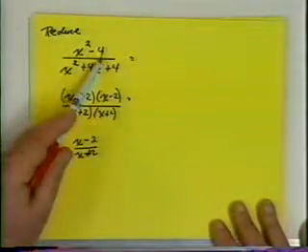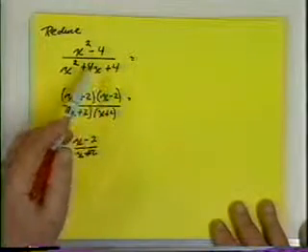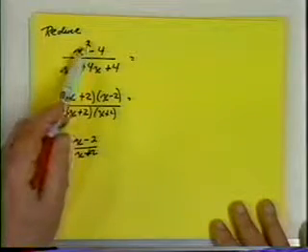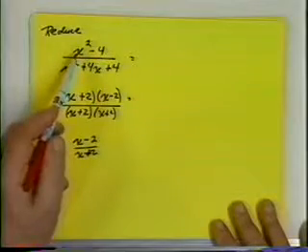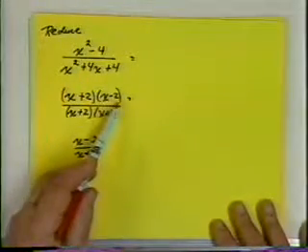Well, what about x squared minus 4? This is a perfect square, this is a perfect square, and we're subtracting. So this is going to be what? What's the square root of x squared? It's just x. What's the square root of 4? It's 2. So what are we doing over here? We're multiplying x plus 2 times x minus 2.